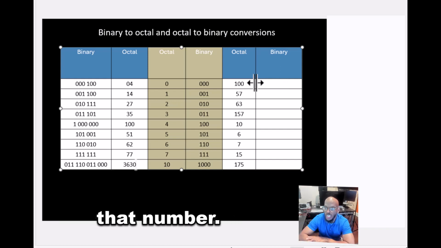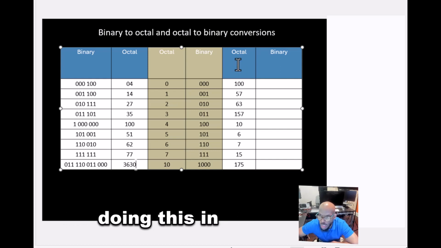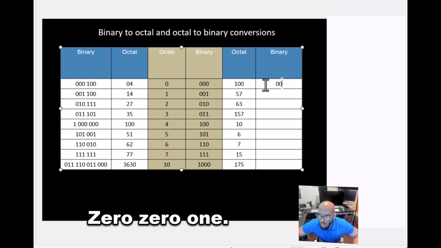Now, when you convert from octal to binary, all you're going to do is take the binary bits that correspond to that octal number. So you're just doing this in reverse. So if you got a 1, what's a 1? 001. And then you got 0, 000. Then you got 0, 000.